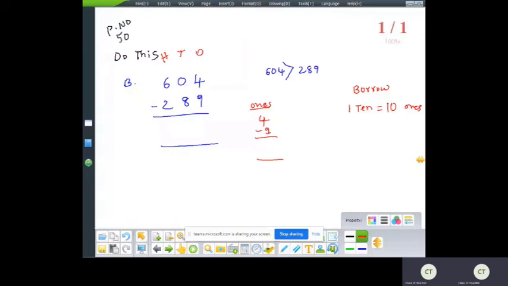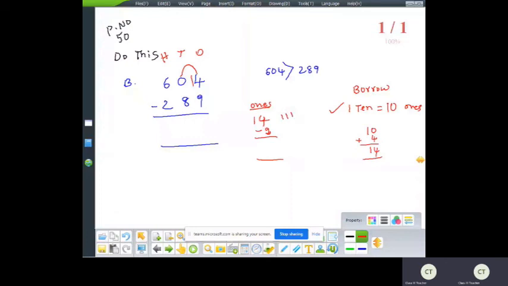In that time we use borrow. Borrow from the next number. Here already 0 is there. From 0 we take 10, which is equal to 10 ones. And already 4 ones are there. 10 plus 4 is 14. Now 14 minus 9.